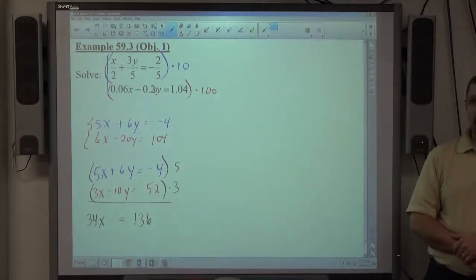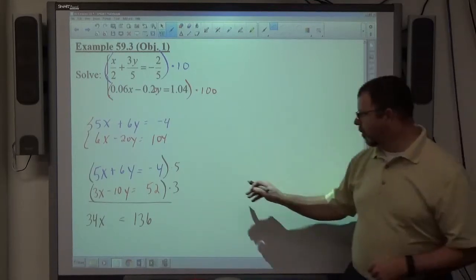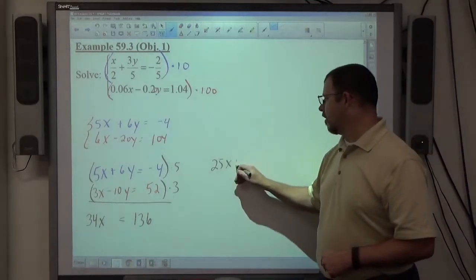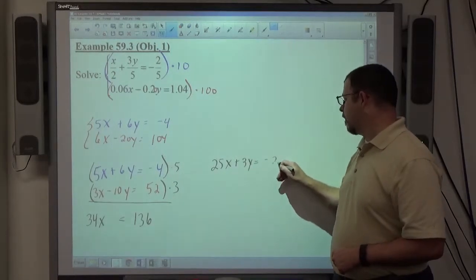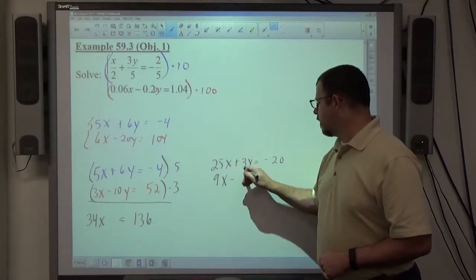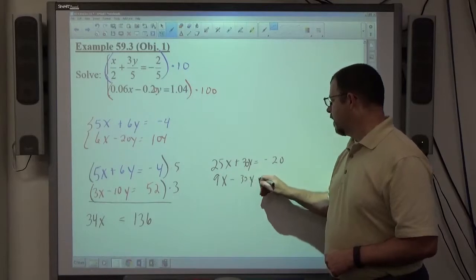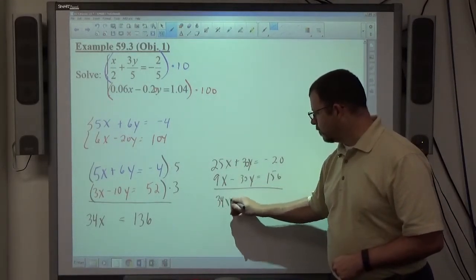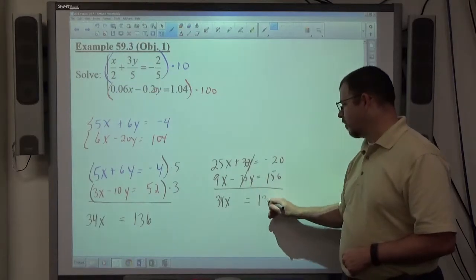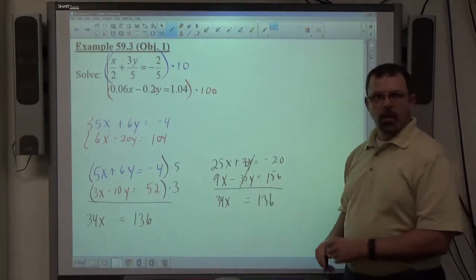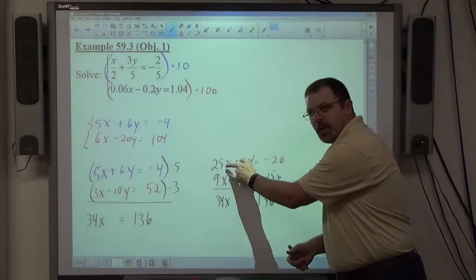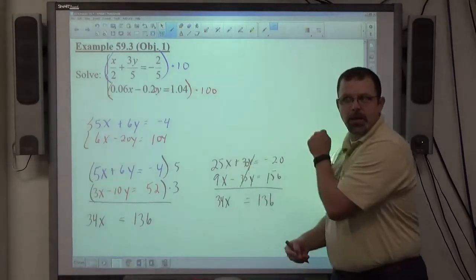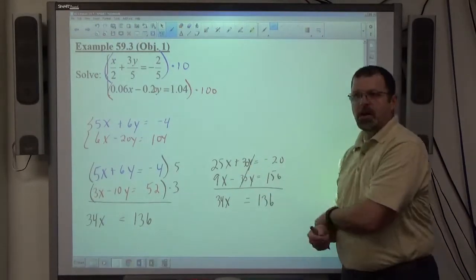Again, if you can handle that calculation and addition, subtraction in your head, fine. If not, you make it two equations. 25x + 30y = -20. 9x - 30y = 156. 34x, cancel, 136. Rather than writing it on paper, I'm just calculating, multiplying, and then adding in my head. Multiplying and subtracting in my head.